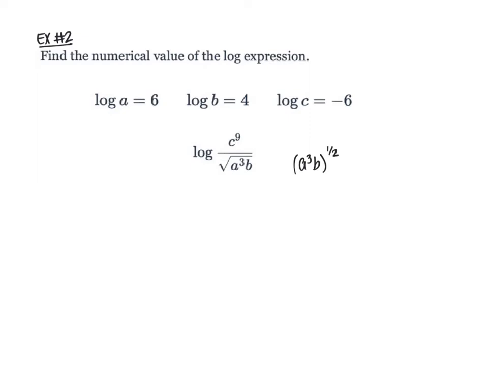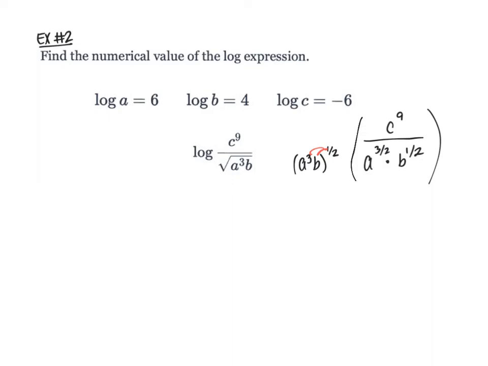And then before we can expand the log, we should simplify this. So we're going to distribute that power in. So we have a to the 3/2, b to the 1/2, right? We're multiplying 3 times 1/2, that gives me 3/2. 1 times 1/2 gives me 1/2. And these are being multiplied together, and the top is c to the 9th.